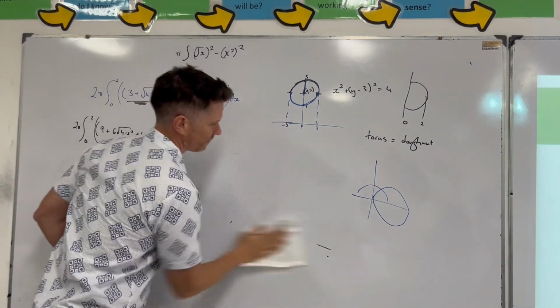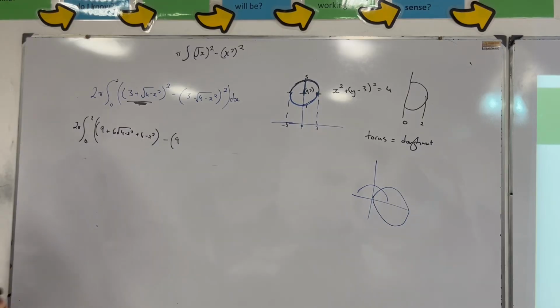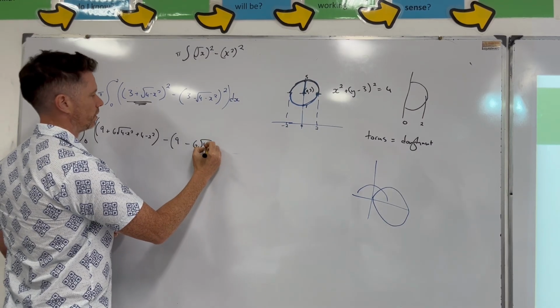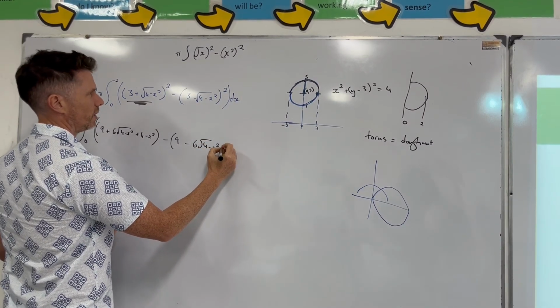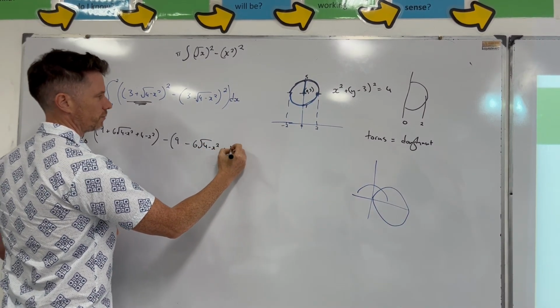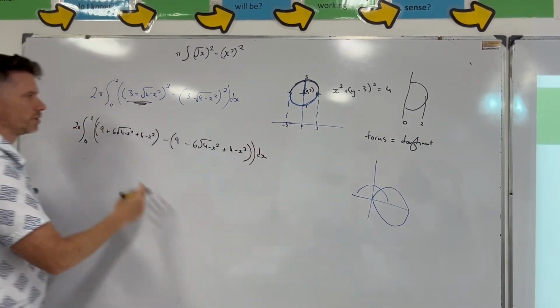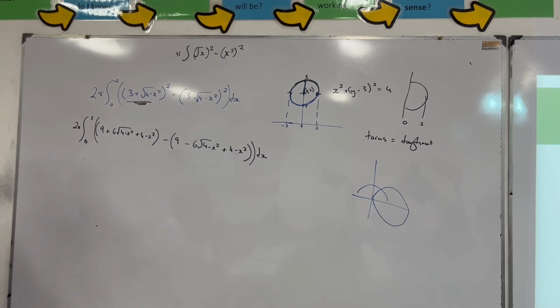I'm going to need the space, I think. So this one would be quite similar. I think -6 in the middle, -6 root 4 minus x squared, also plus 4 minus x squared, dx.